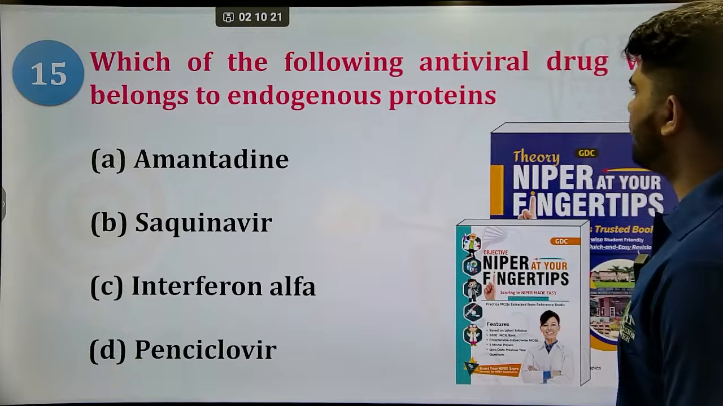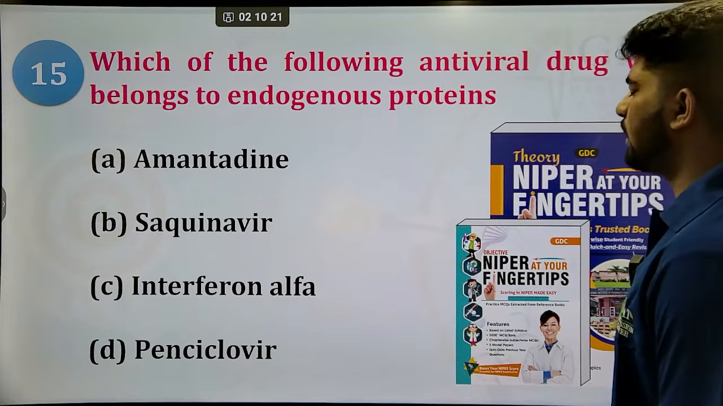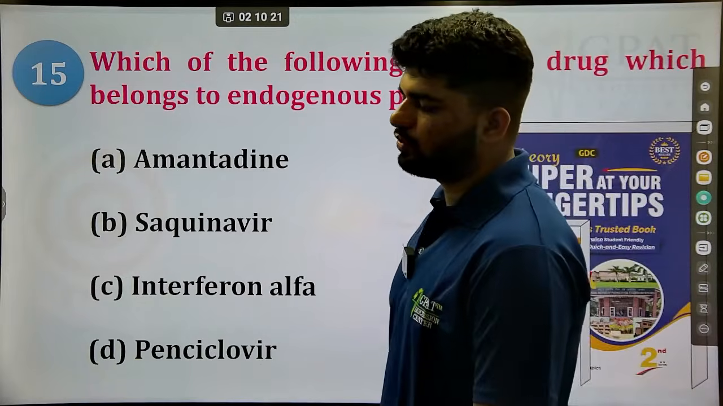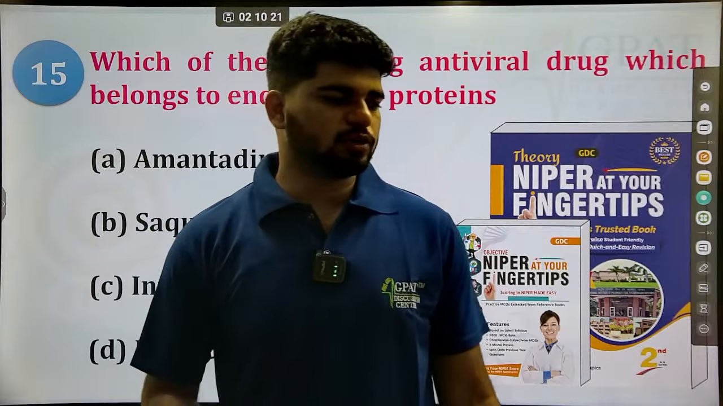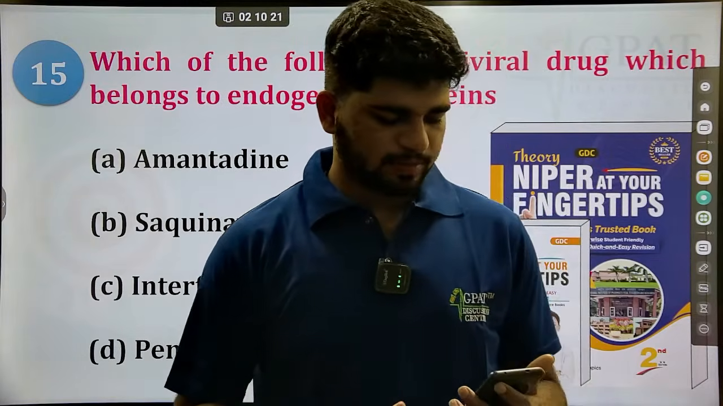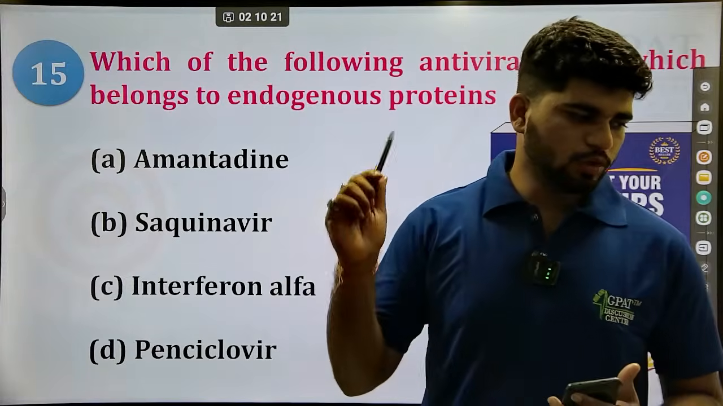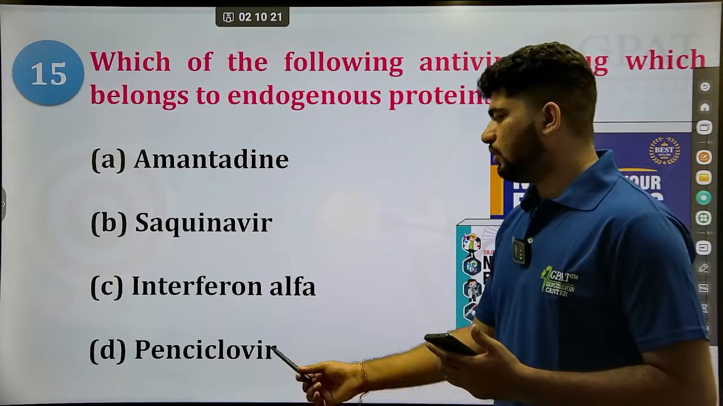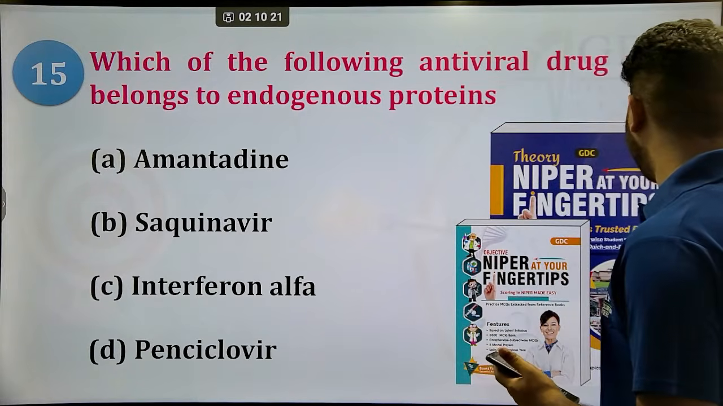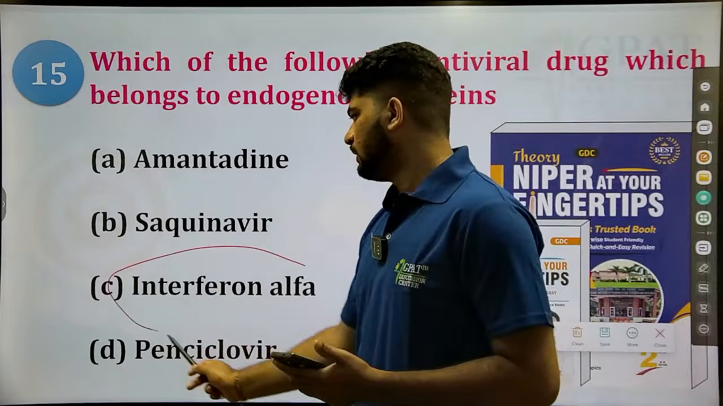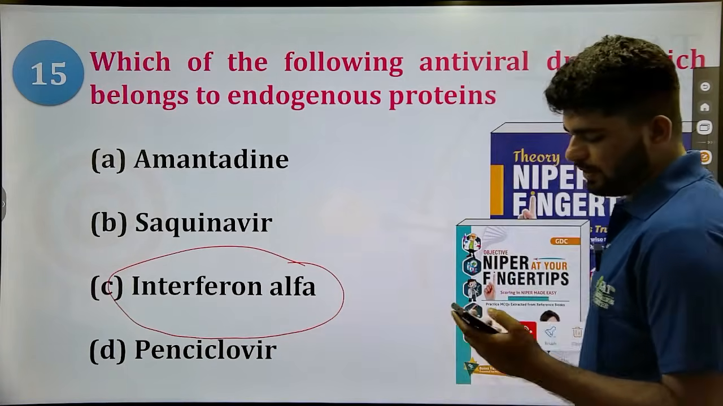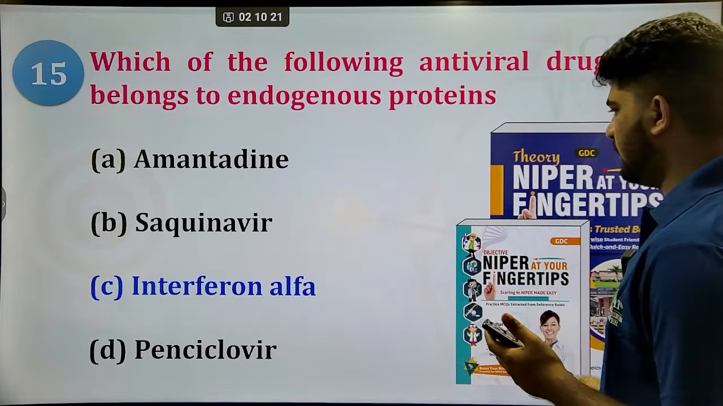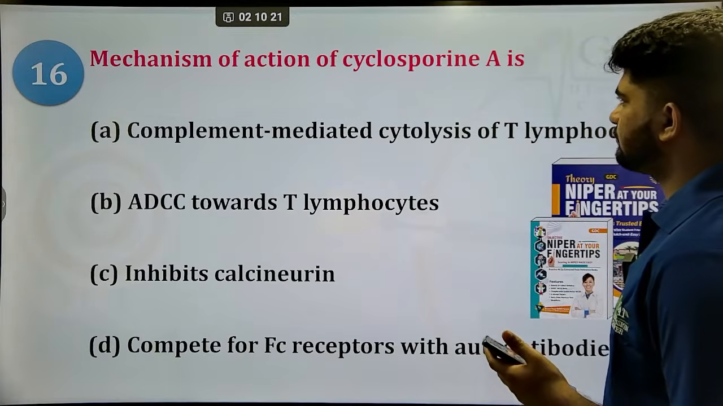Which of the following antiviral drugs belongs to endogenous protein? What are the ones prepared endogenously? Endogenous means prepared inside the body, right? So is it amantadine, saquinavir, interferon, or penciclovir? That is obviously your interferon alpha, which is the antiviral drug, but also synthesized inside the body. So interferon alpha is going to be your correct answer.